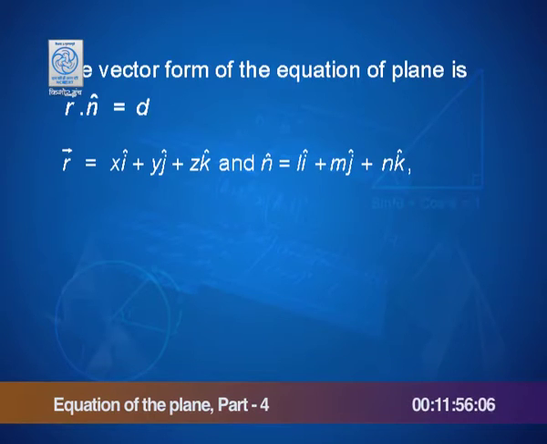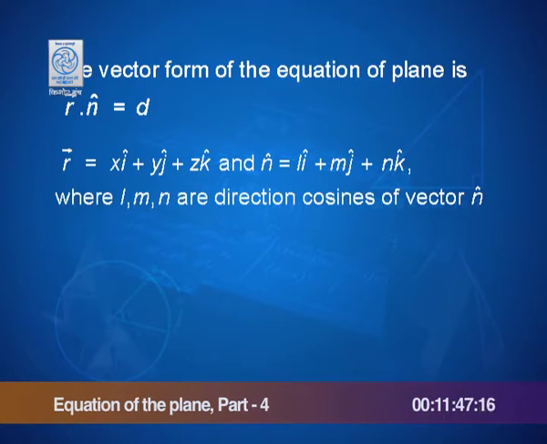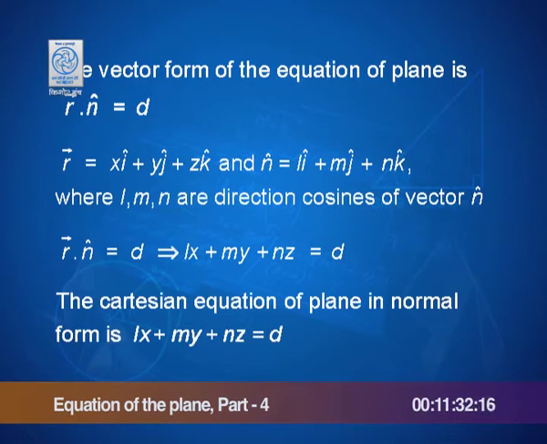Also, as I rewrite this using the vector r as x i cap plus y j cap plus z k cap and n cap as l i cap plus m j cap plus n k cap, where l, m, n are direction cosines of vector n cap. N cap, remember, is a unit vector. This gets rewritten as l x plus m y plus n z equal to d. So, that becomes the Cartesian equation of plane in normal form.